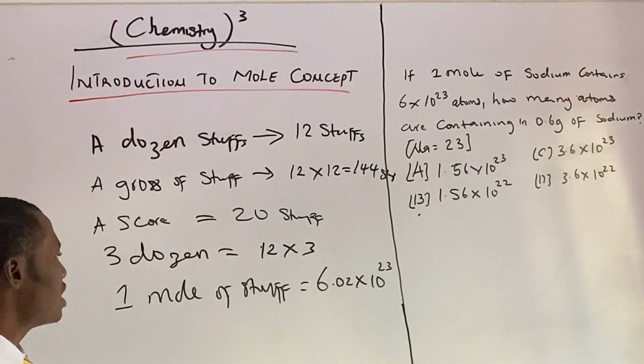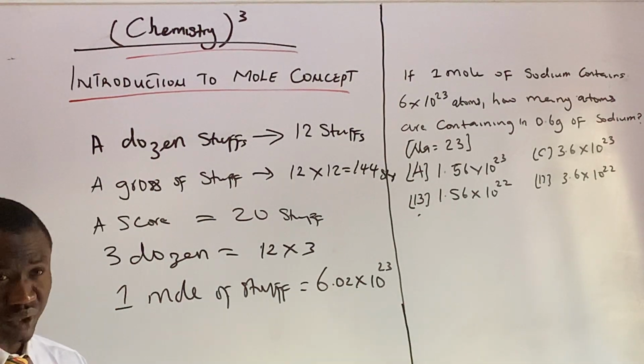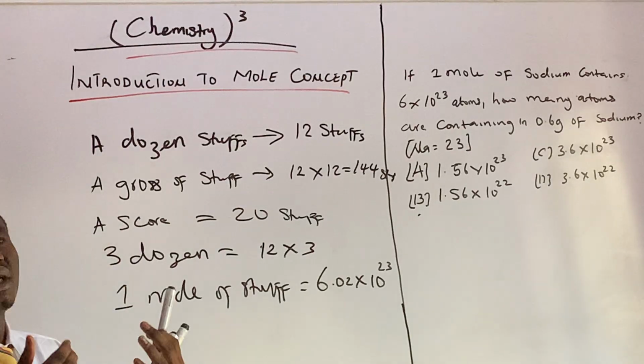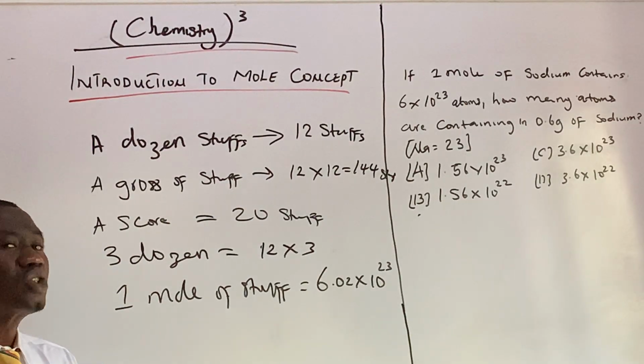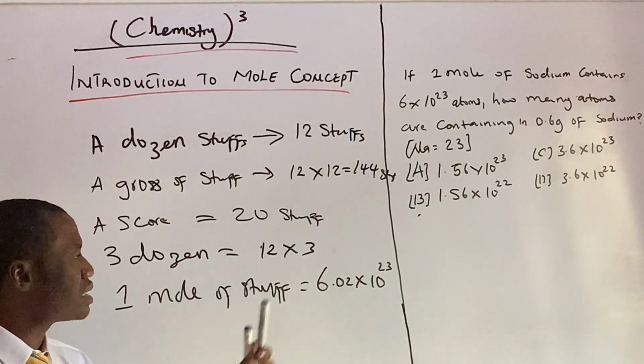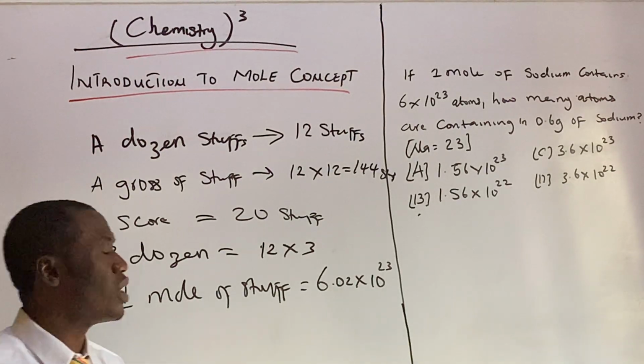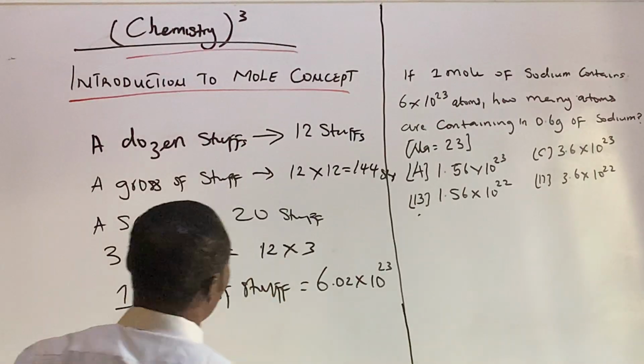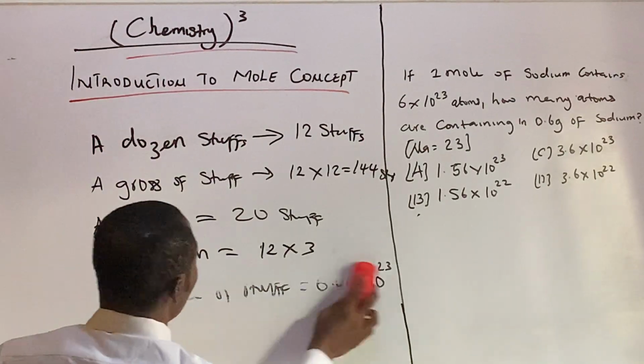A mole is a unit of measurement in chemistry. A mole is the SI unit of measuring substance in chemistry, and it contains about 6.02 times 10 raised to the power of 23 stuff. All right, since you have understood this, we'll move to the next thing.